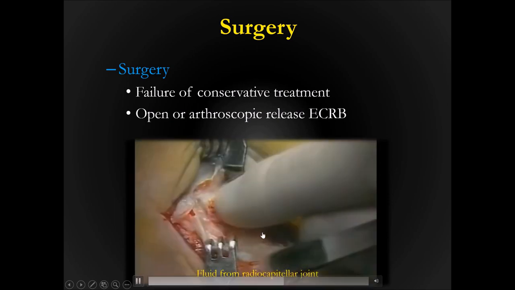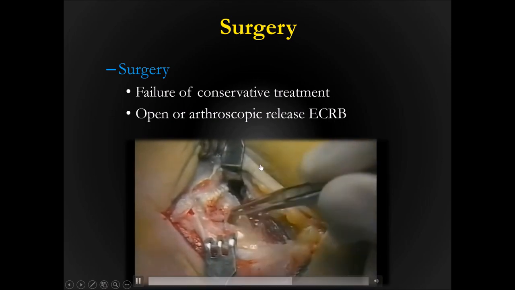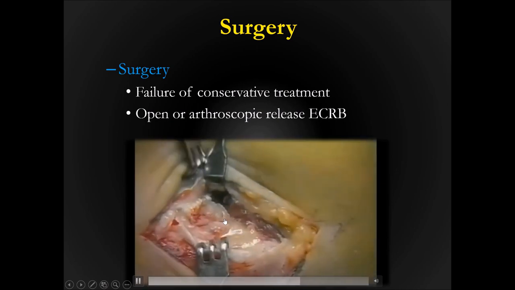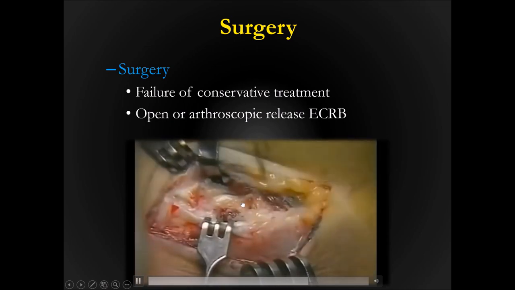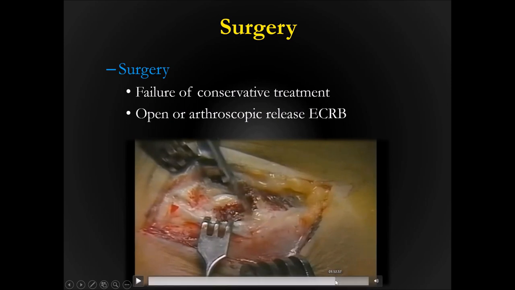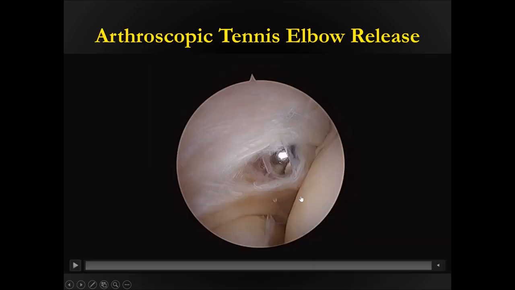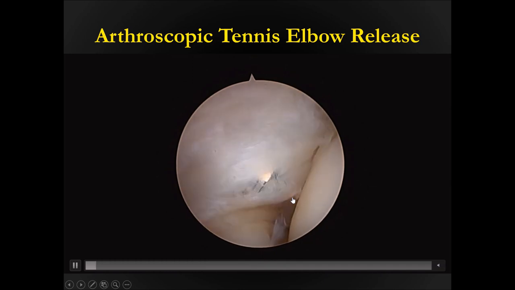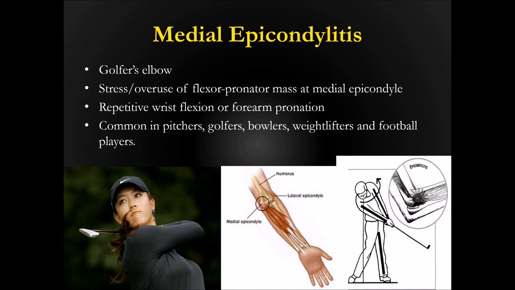The problem is at the insertion of the extensor carpi radialis brevis, where there is some granulation tissue or degenerative tissue in the tendon. You take this out and make a stimulation by drilling and then repair it back. Okay? We call this the tennis elbow. Or you can do an arthroscopic release of the ECRB. Okay? Golfer's elbow is happening on the medial side.